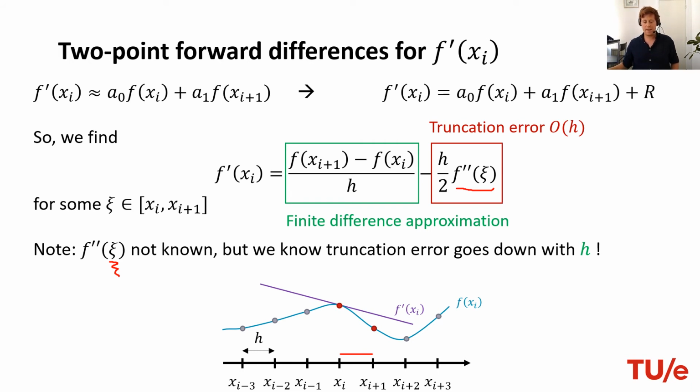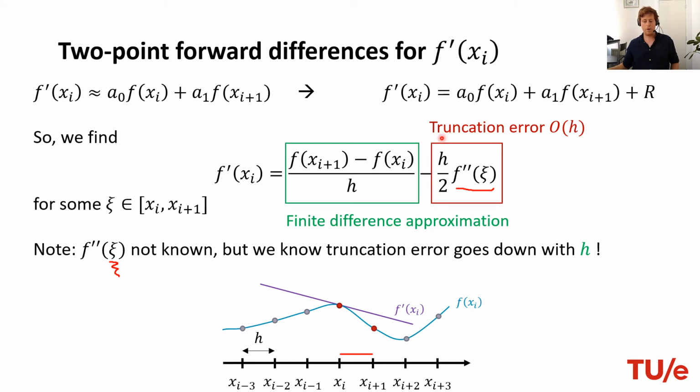So if we choose h smaller and smaller and smaller, this formula indicates that the truncation error will get smaller and smaller and smaller as well, and exactly proportional with h. And that is actually something that we observed also in the numerical experiment from the previous section. So that is what we see here.